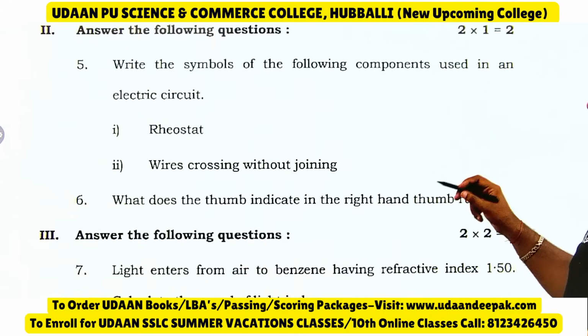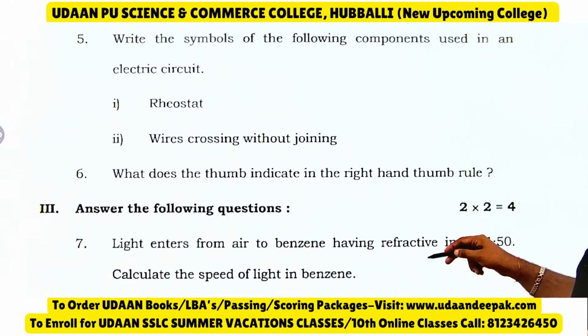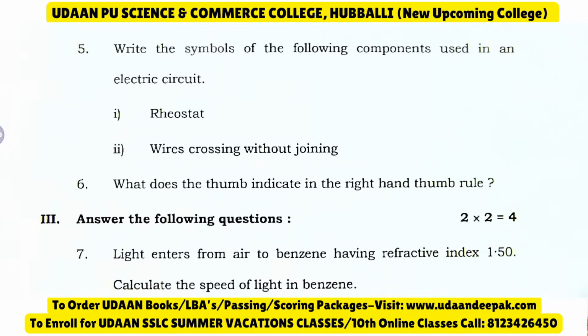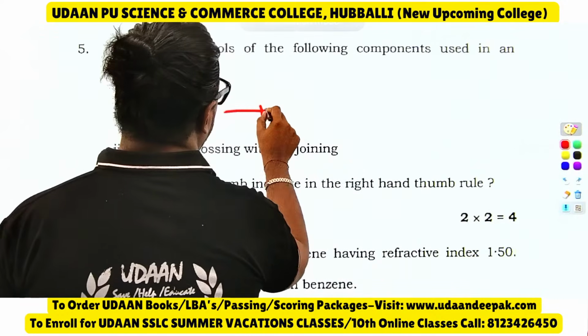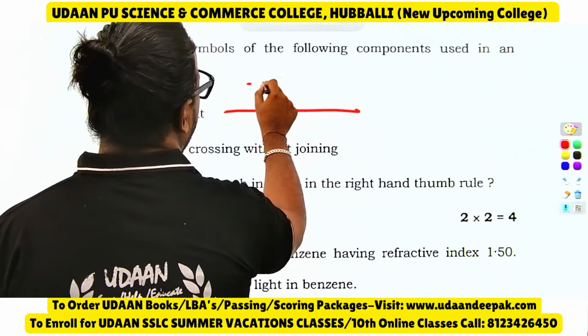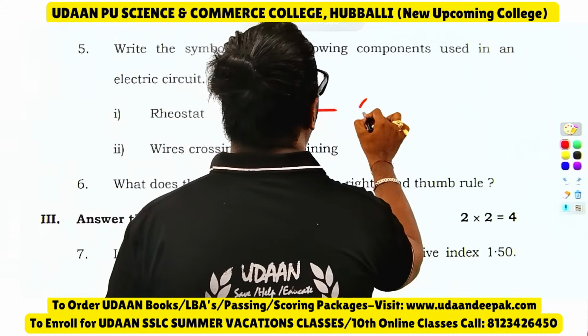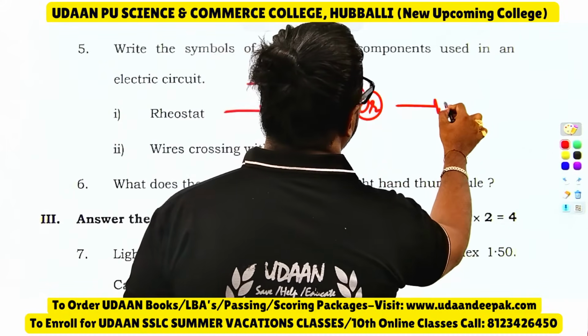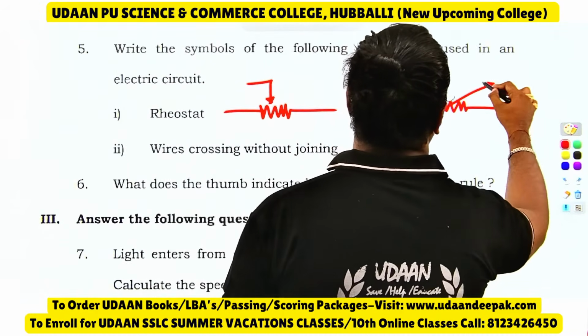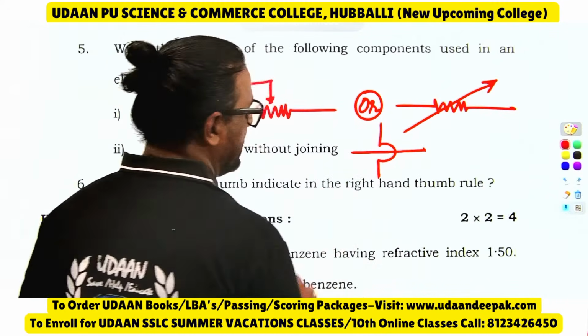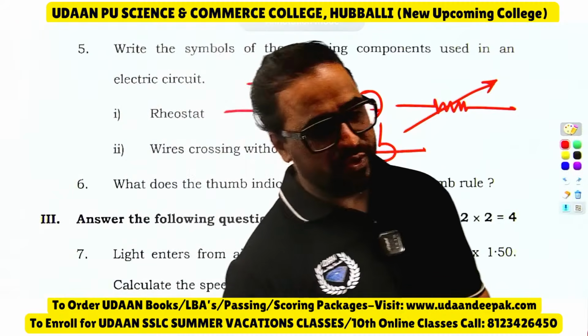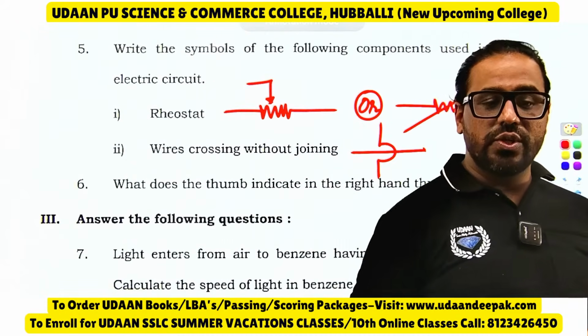Now, symbols for rheostat and wire crossing without joint. You should tell me the answer fast. I am expecting the answer. Write the symbols for the following. Rheostat. So a rheostat used to come in the exam. So this is the rheostat, or you can write the rheostat like this. Wires crossing without joint: the wires are crossing, you can draw it like this. Okay, so like this you should be able to do.